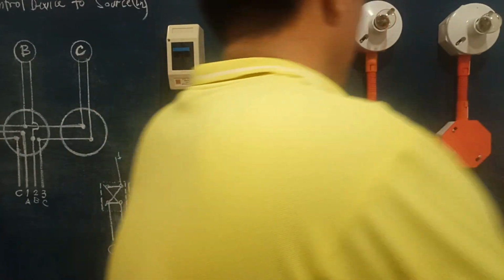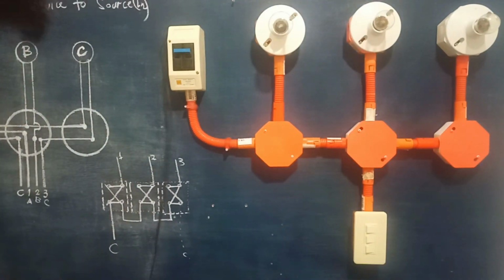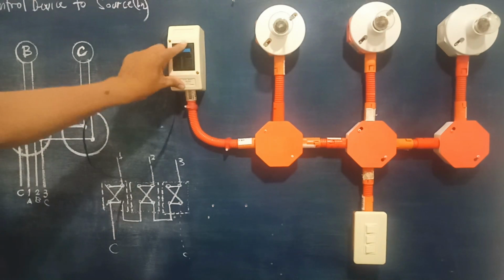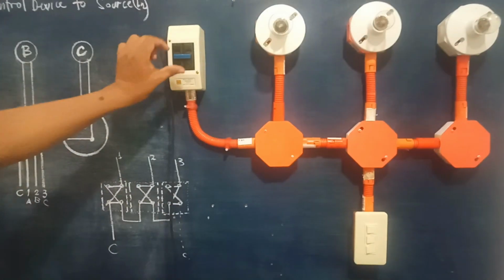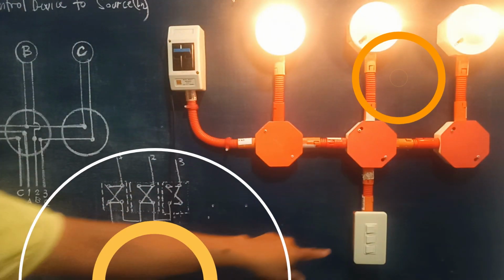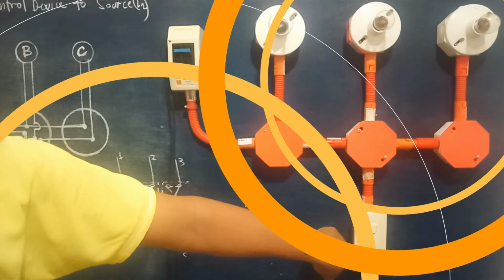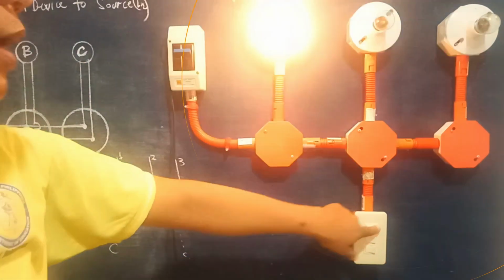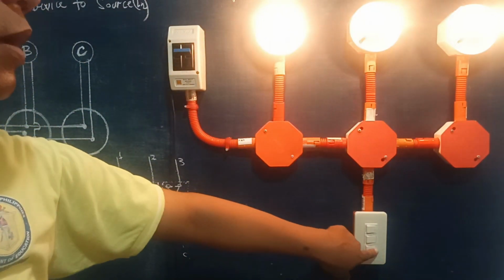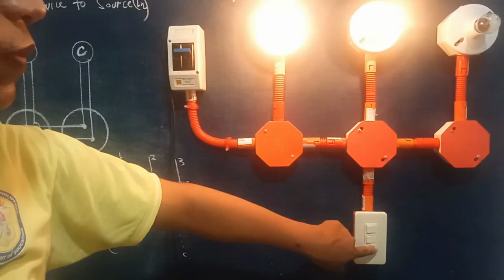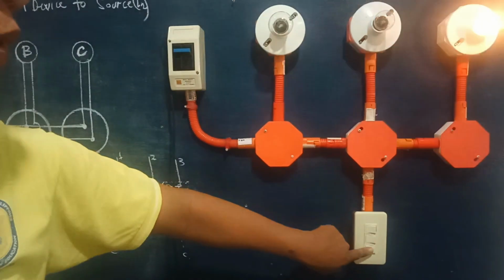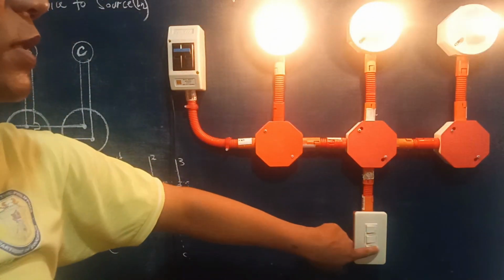Alright, so we're gonna try it now. Switch off first. We'll try to energize our circuit right here. Switch on. Okay, then off. Bulb A, bulb B, bulb C. Off. 1, 2, 3. Off. A, B, C.